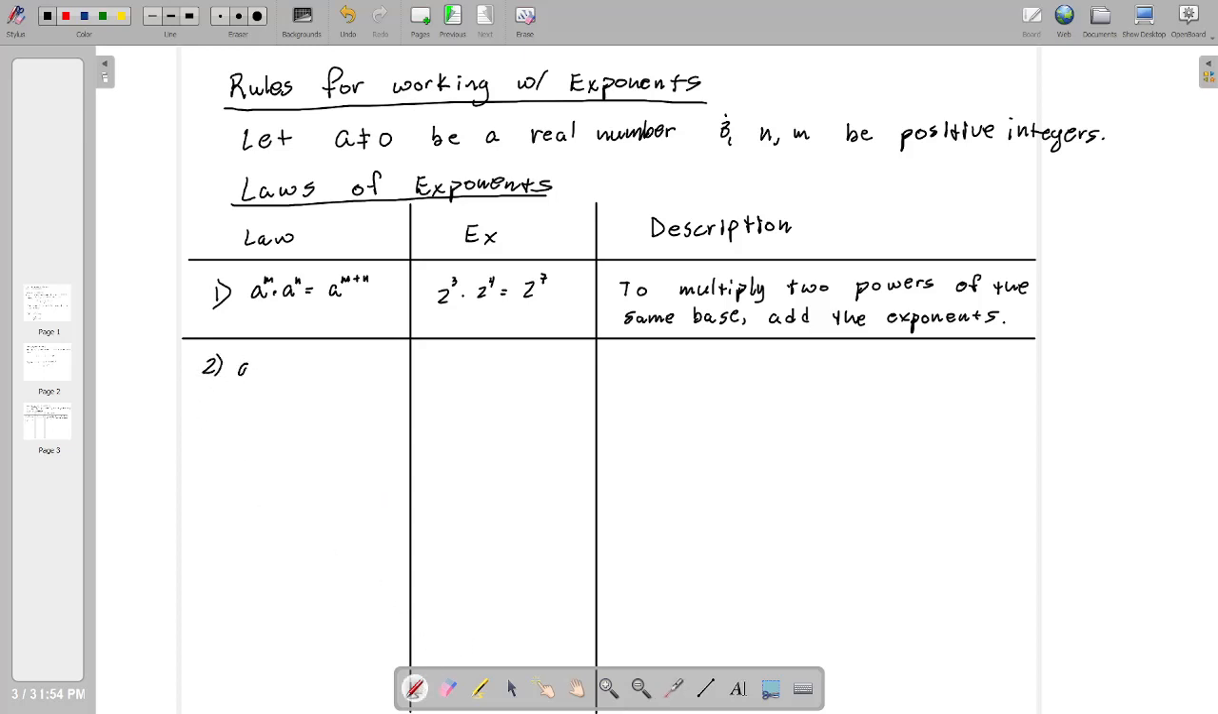Two, a to the m divided by a to the n is equal to a to the m minus n. For example, 3 to the 4th divided by 3 squared is equal to 3 squared. 4 minus 2 is 2. To divide two powers of the same base, subtract the exponents.